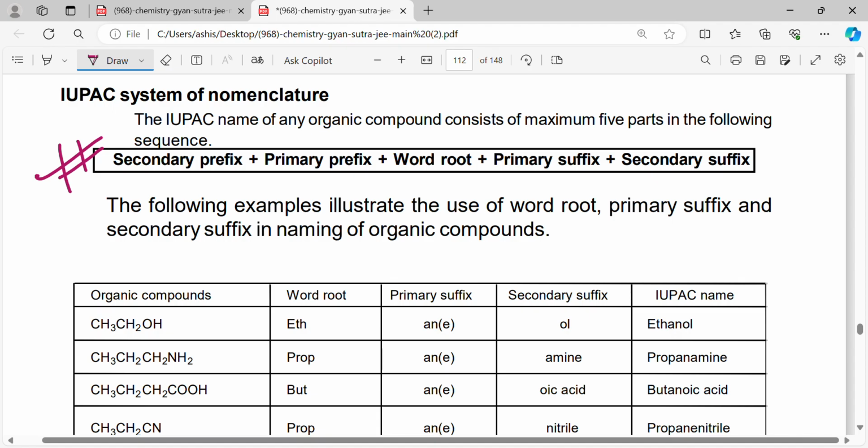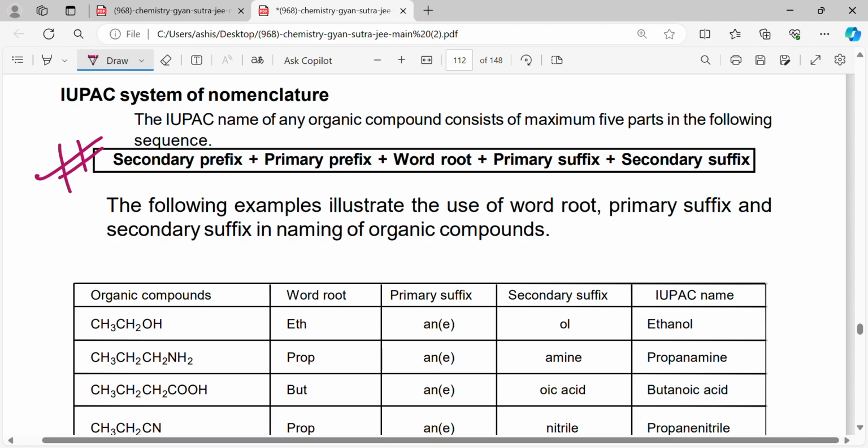What is secondary prefix? That is a functional lower priority functional group, or methyl, ethyl, like that, or prefix of functional group. And primary prefix is generally used to distinguish between acyclic and cyclic compound. That is like cyclo is the primary prefix. Word root means number of carbon. Primary suffix are three: ane, ene, and ine. If single bond is present, then ane. If double bond is present, then ene. If triple bond is present, then ine.